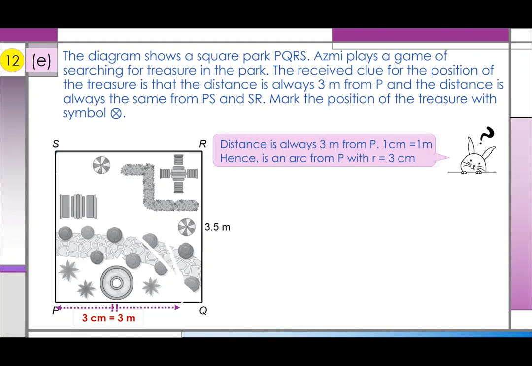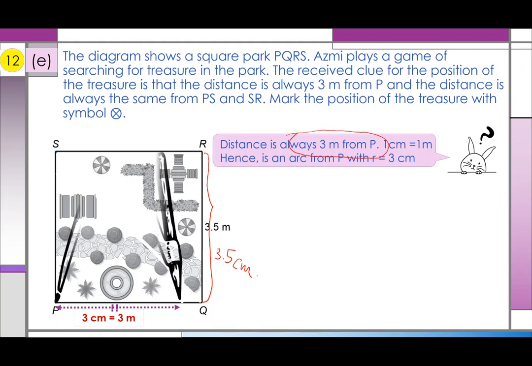And then the distance PR is marked. Okay. Distance 3 meters from P. When you use your ruler to measure this one, this is 3.5 cm. That means 1 cm equal to 1 meter. Okay, that means 1 cm equal to 1 meter. Hence, from fixed point P with radius 3 cm because it's always 3 cm from point P. So it's an arc with 3 cm.